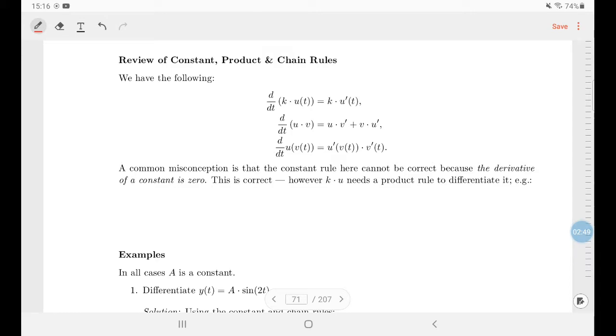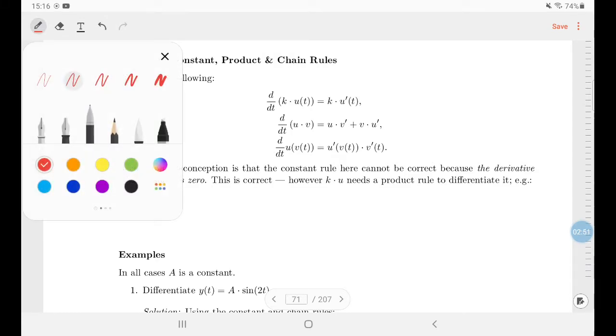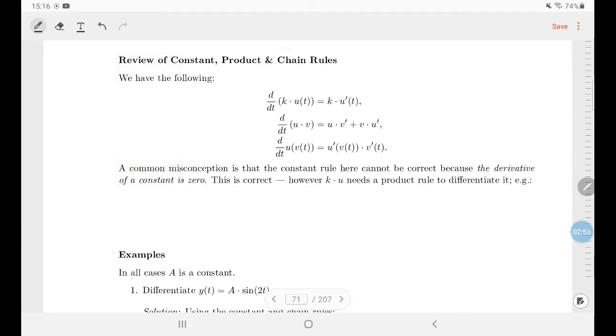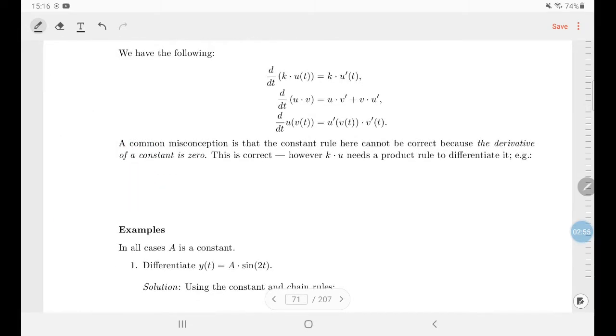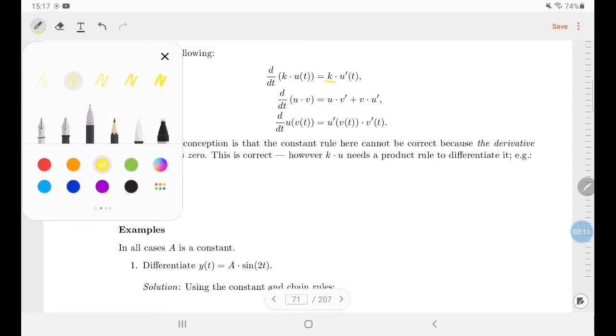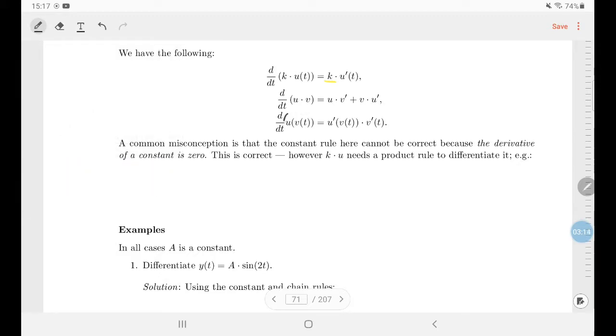Now we just need a little bit of revision here of differentiation in time. The first thing, if you have a constant times a function, how do you differentiate it? You fix the constant and then you differentiate. So constant times function, fix the constant, differentiate. Then you have the product rule, which you should know, and then the chain rule.